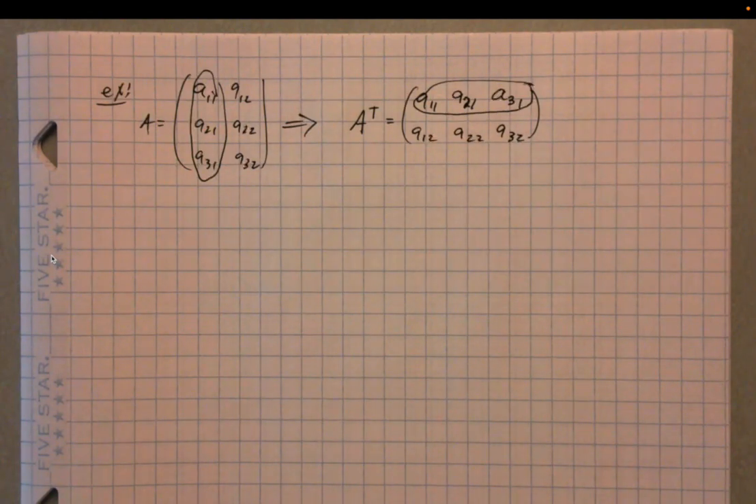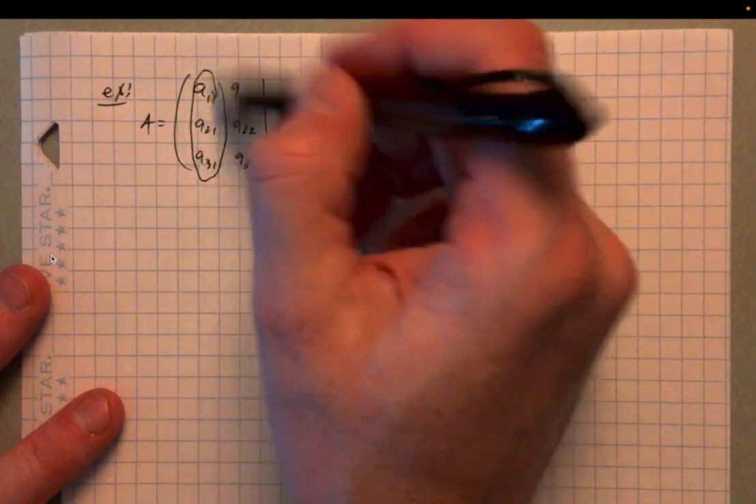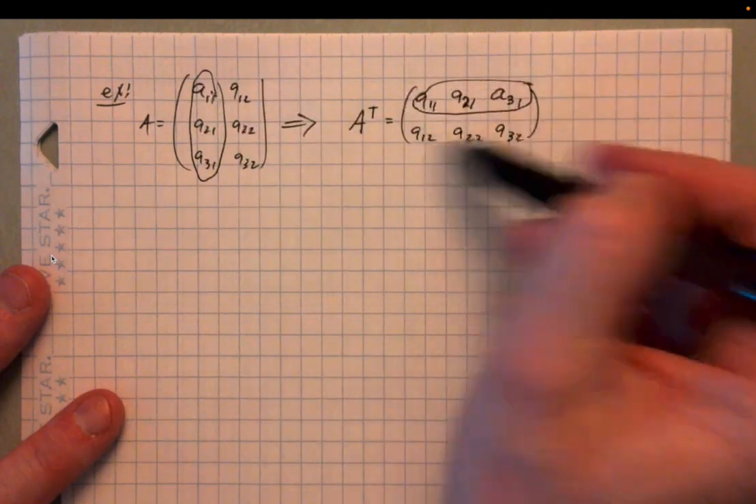Literally your rows become your columns. So everything in column 1 becomes the first row. Everything in column 2 becomes the second row.